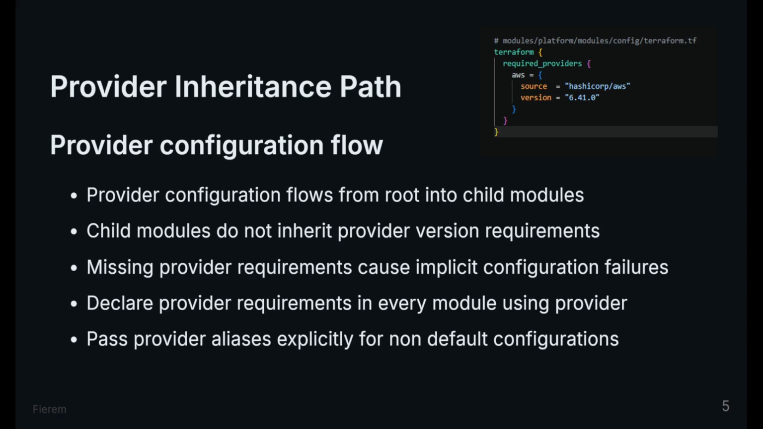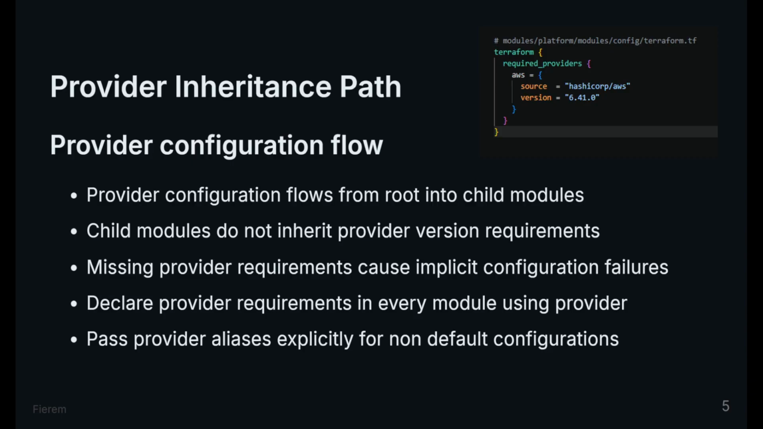Provider configurations can flow from the root into child modules by inheritance, but child modules do not inherit provider source or version requirements. That causes a common failure mode in nested designs. The code appears structurally correct, but the child module has an incomplete provider contract. The safe pattern is to keep provider configuration in the root, declare provider requirements in every module that needs them, and pass alias explicitly when a nested module must target a non-default provider instance.